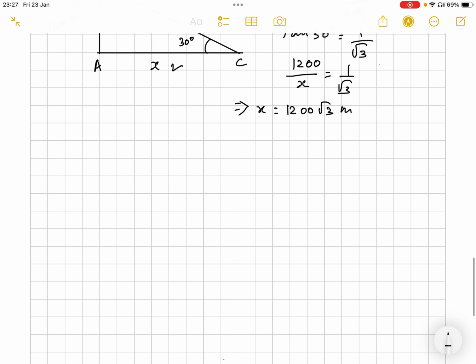Fine. Next, go to the other ship. No complicated diagram like what is seen in your textbook or guide. We'll do it very simply. Anybody can understand. Still, if you don't understand, comment. I am ready to help you.